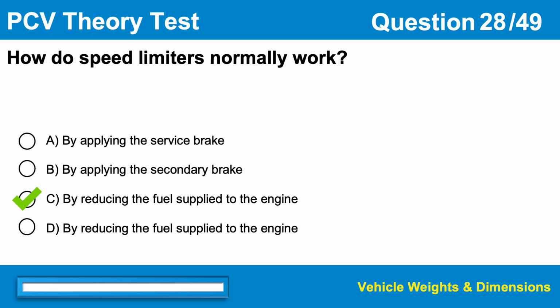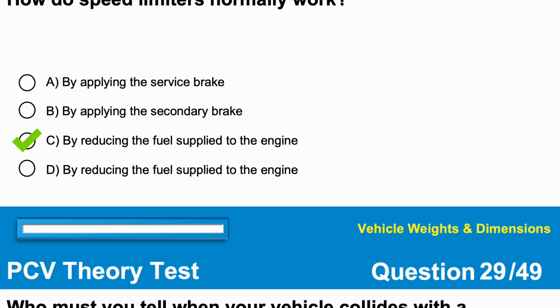The correct answer is C. Most speed limiters work by taking a speed signal from the tachograph and transmitting it to the engine management system. This reduces the fuel supply to the engine and allows the speed of the vehicle to be controlled to specific limits. The speed at which a limiter is set must be shown on a plate clearly displayed in the cab. You should be aware of the effect a speed limiter will have on your vehicle, especially when overtaking.